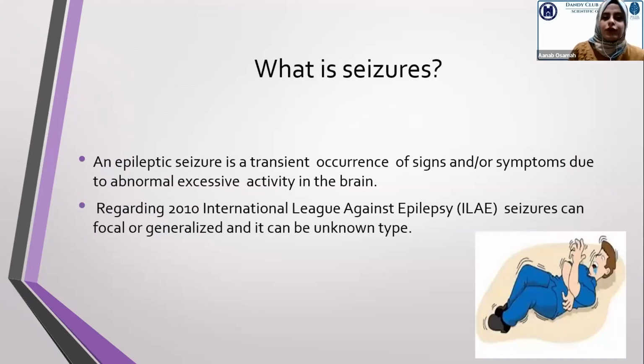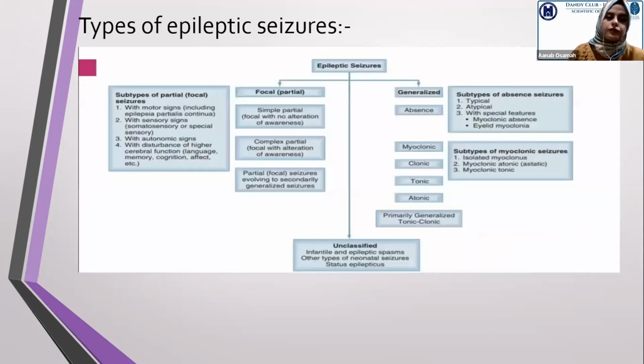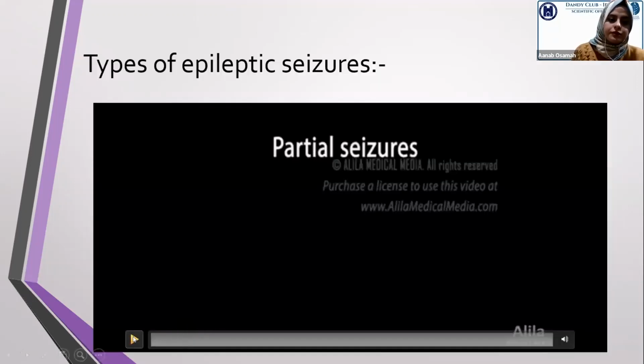First of all, we will learn what seizures are. Seizures are abnormal excessive activity in the brain, with up-regulation with increase and down-regulation with decrease. According to the 2010 International League Against Epilepsy, we have classifications for focal and generalized seizures. We will talk about these types with these videos.